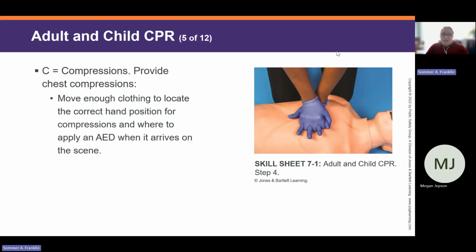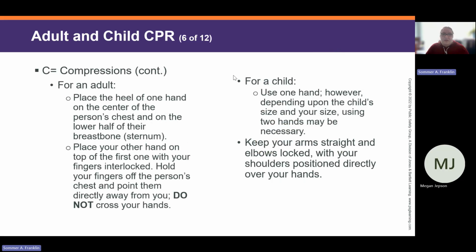C, compressions. Provide chest compressions. Move enough clothing to locate the correct hand position for compressions and where to apply an AED when it arrives on scene. For an adult, place the heel of one hand on the center of the person's chest and on the lower half of their breastbone, or sternum. Place your other hand on top of the first one with your fingers interlocked. Hold your fingers off of the person's chest and point them directly away from you. Do not cross your hands.